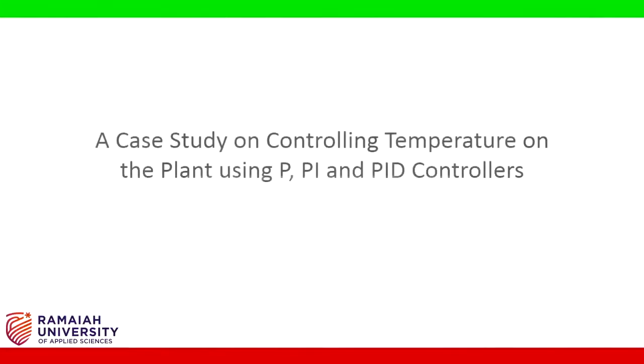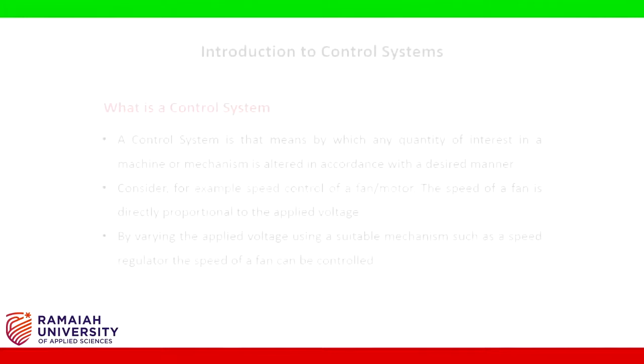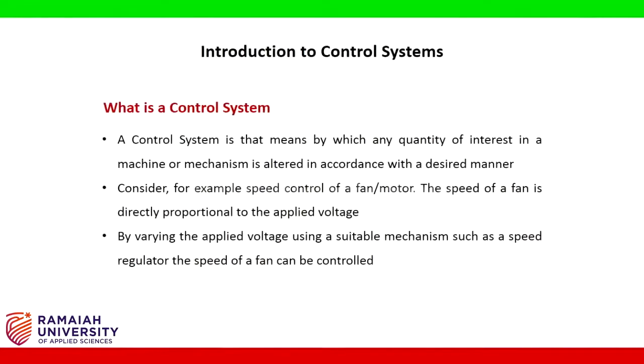Hi students, let us discuss a case study on controlling temperature on the plant using P, PI and PID controllers. What is a control system? A control system is that means by which any quantity of interest in a machine or mechanism is altered in accordance with a desired manner.